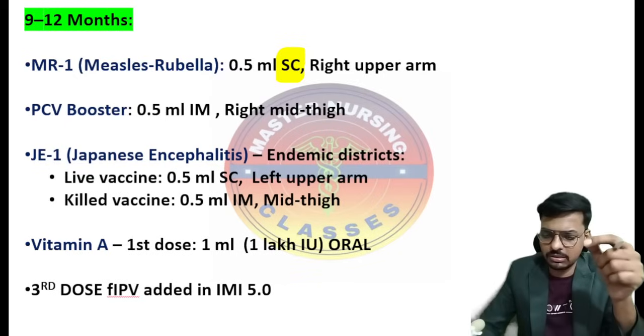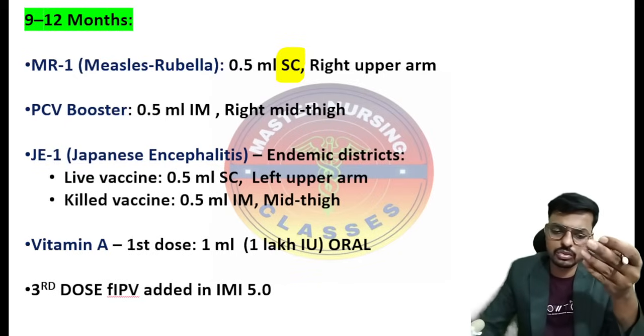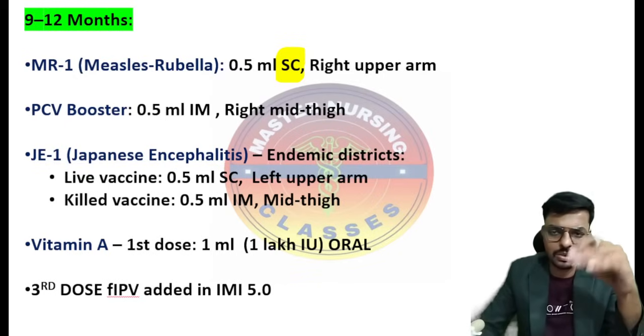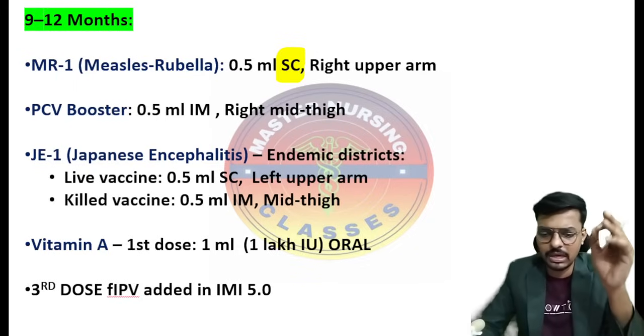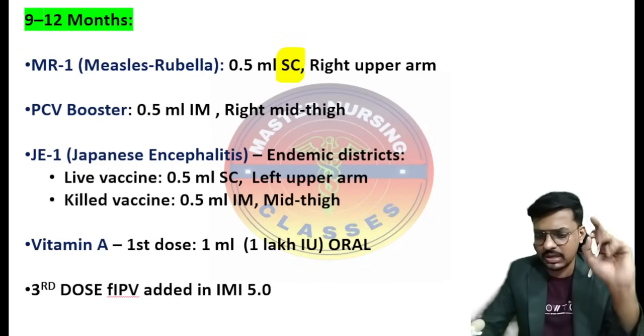And one more: the old one, that is the live vaccine of JE, we are giving through the subcutaneous route. Okay, so the killed one we are giving again by the IM route. So now we are using the killed JE again, and that is also given by the IM route.